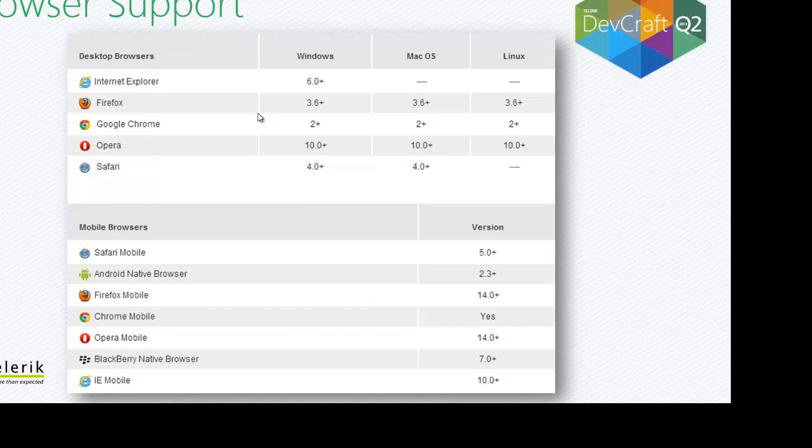In terms of browser support, we support anywhere from Internet Explorer 6.0 on the desktop to Firefox, Google Chrome, Opera, and Safari. Not only that, if you use RAD HTML Chart, you already get mobile support. We support Safari mobile, Android native, Firefox mobile, Chrome mobile, Opera mobile, BlackBerry native browser, and IE mobile 10 plus.